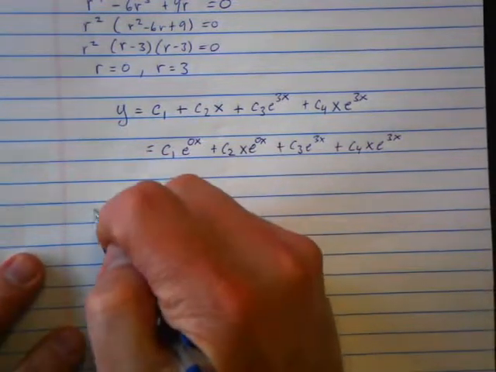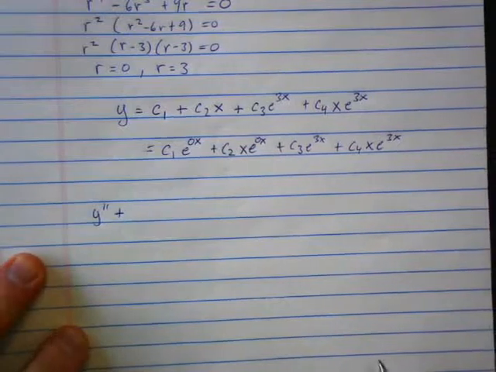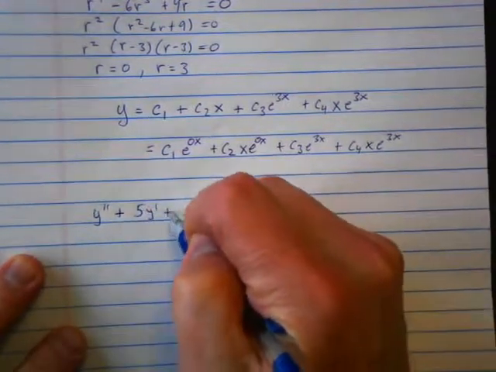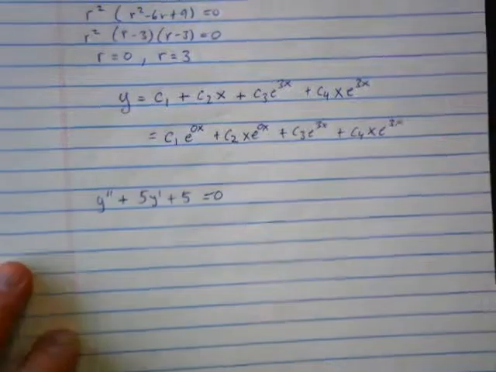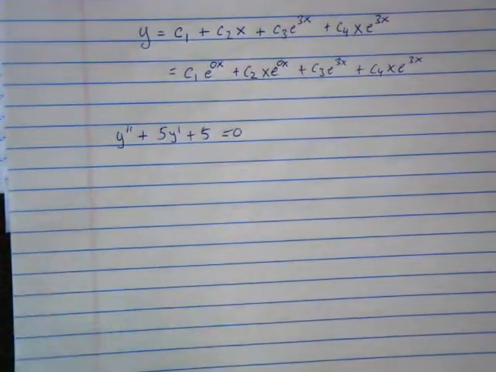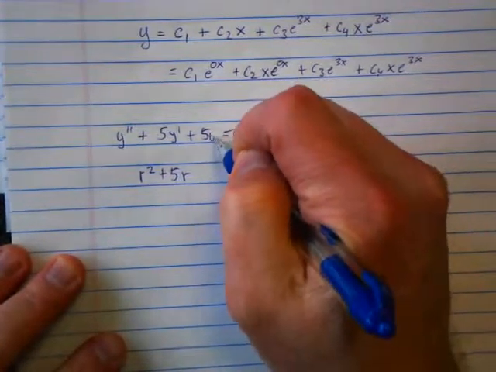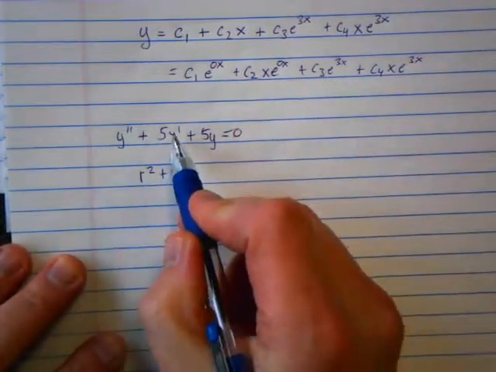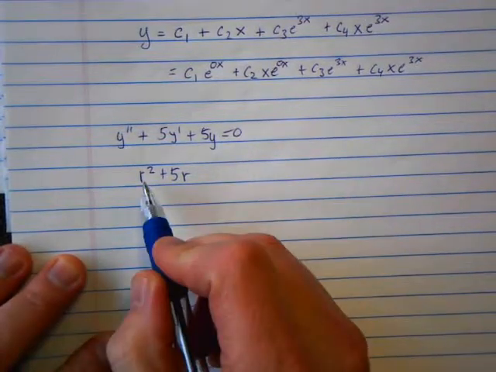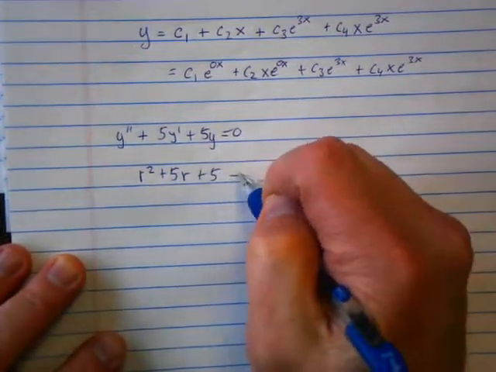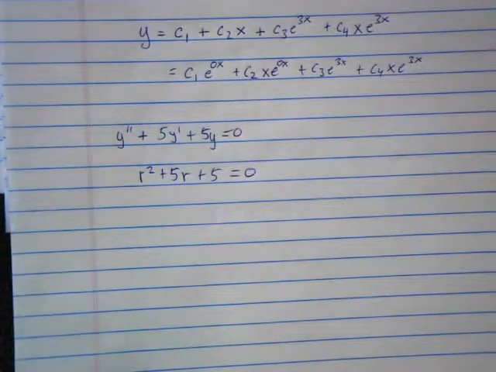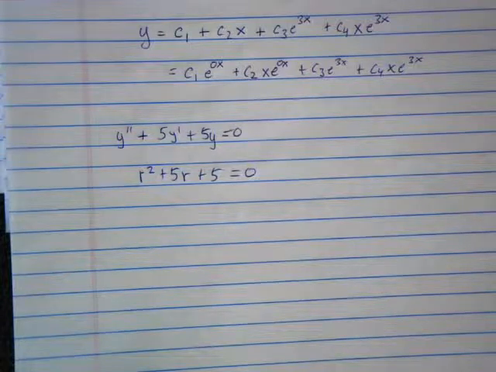y double prime plus 5y prime plus 5y equals 0. Oops, that should have been a 5y right there, by the way. The characteristic equation is r squared plus 5r plus 5 equals 0. Can you factor that quadratic equation? No, I can't. So what do I do?